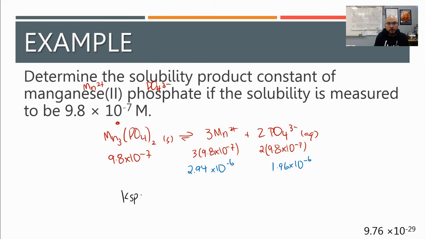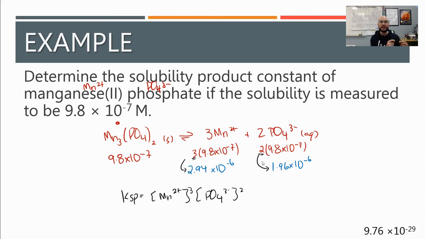So KSP is equal to the concentration of Mn2 plus to the power of 3 and the concentration of PO4 3 minus to the power of 2. Yes, I know we multiplied by 3 here and multiplied by 2 here. But the KSP expression and the reason why we do these two things are two different processes in chemistry. The 3 at the front and the 2 at the front are related to stoichiometry. But the power of 3 and the power of 2 in the KSP expression are related to equilibrium. So we need to account for both when we're doing our calculation.